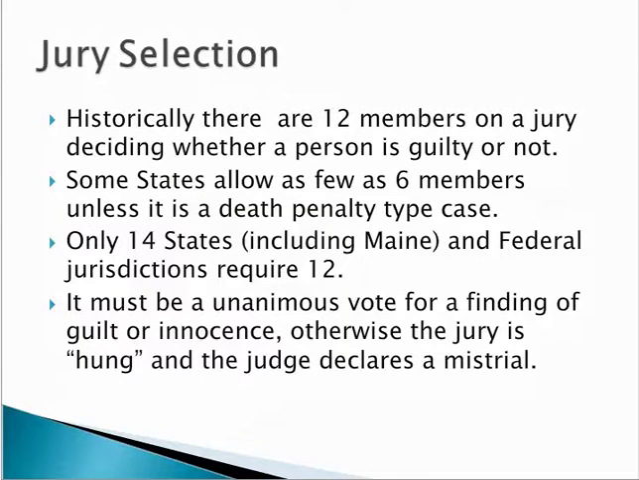In a jury trial, it must be a unanimous vote for a finding of guilt or innocence. Otherwise, the jury is hung, and the judge declares a mistrial. A hung jury is, well, if you have 12 members and you don't have unanimous, meaning 12 to nothing for guilty or not guilty, then the judge urges the jury to come out with a decision. If they can't, the judge declares a mistrial, and a mistrial means that it's as if no trial had ever occurred.